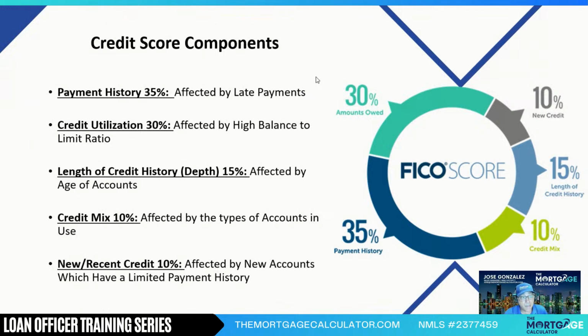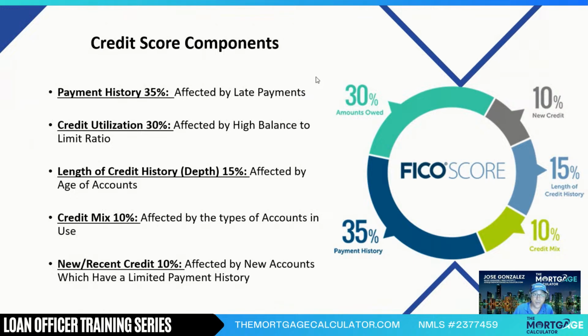Now, credit mix is 10% of the total, and credit mix is affected by the types of accounts in use. Is it installment accounts, which are secured, or are they revolving accounts, which are unsecured? And then new or recent credit accounts makes up 10% of the scoring model. This is affected by new accounts, which have a limited payment history.